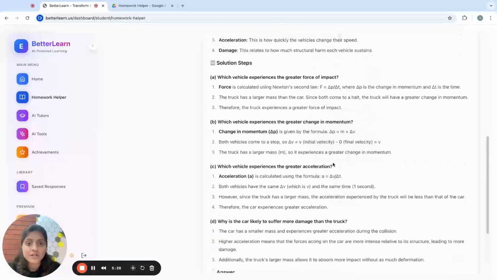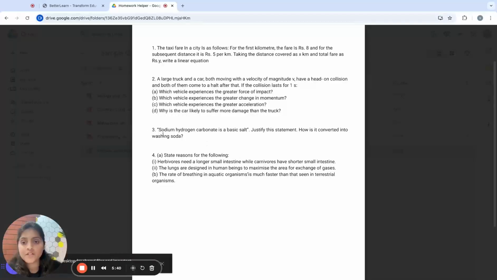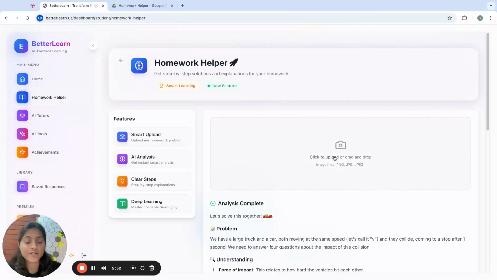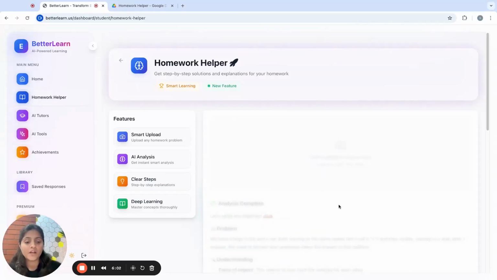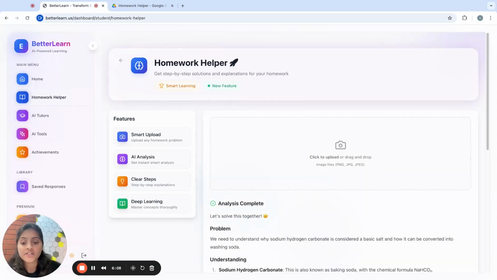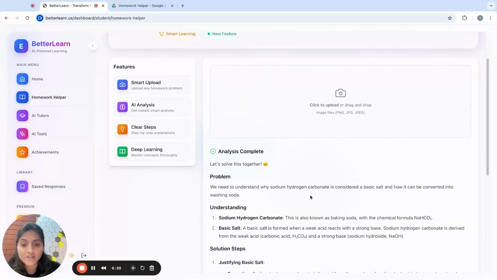So let's check out the chemistry question now. Sodium hydrogen carbonate is a basic salt. Justify this statement. How is it converted into washing soda? So let's see how homework helper answered this question. Whether it's a chemical equation or a conceptual question, homework helper provides a step-by-step breakdown of the question to make it easier to understand. So let's see how it answers this question.